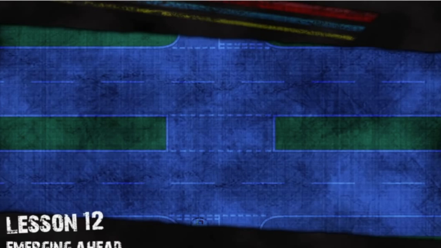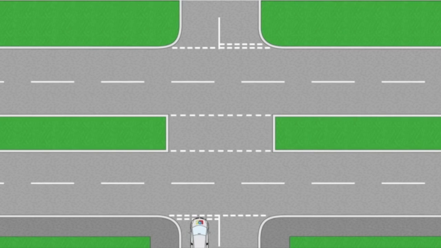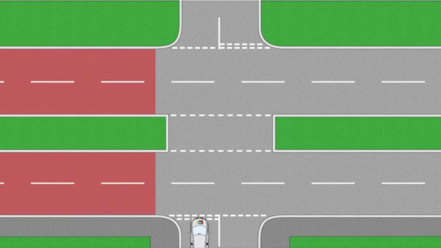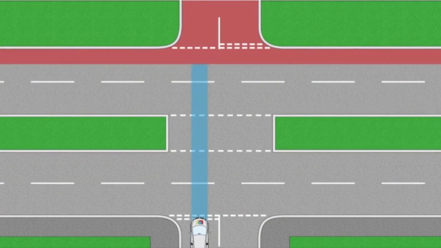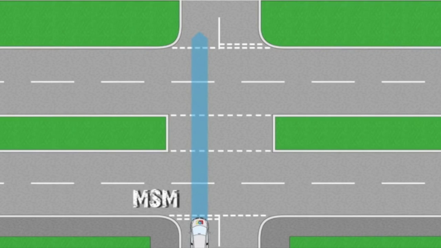Emerging ahead. Occasionally, you will emerge onto a dual carriageway at a crossroads. One of the most dangerous maneuvers here is to emerge ahead. Use your usual hazard routine as you approach the junction and look out for any road markings that give you information about where to position.